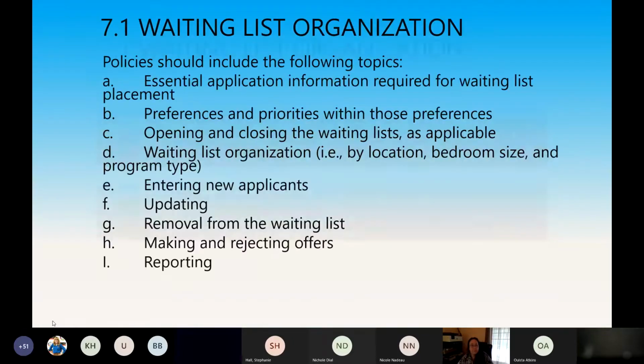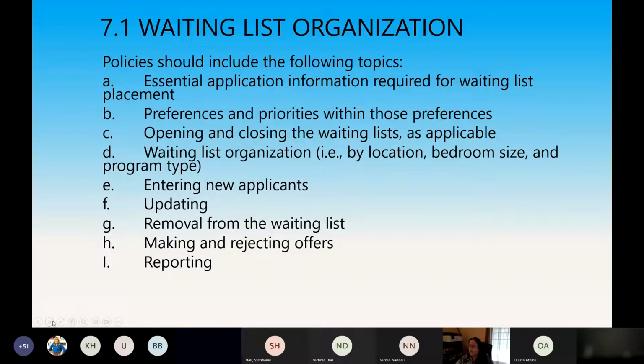A well-organized waiting list is also a source of data about the need and demand you have for units by size, type, and location. The waiting list can be closed if the number of applications greatly exceeds the amount of available units. Your policies should include the following topics: essential application information required for waiting list placement, preferences and priorities within those preferences, opening and closing your waiting list as applicable, and waiting list organization. Are you going to do it by location, by bedroom size, by program type? Entering your new applicants, updating it, removal from that waiting list, making and rejecting offers, and reporting.